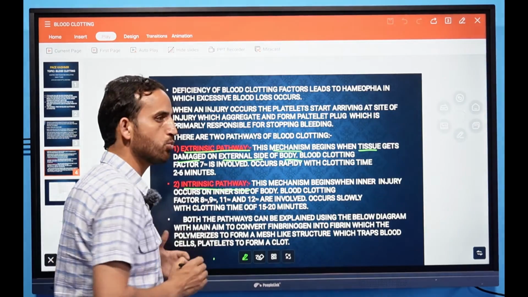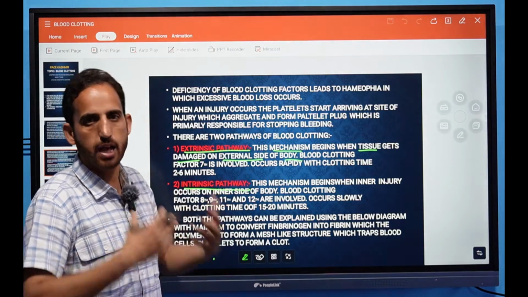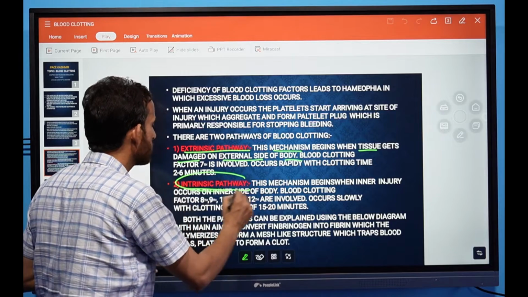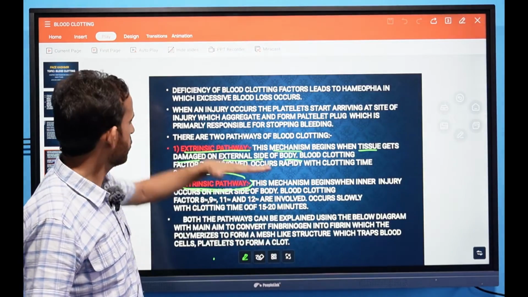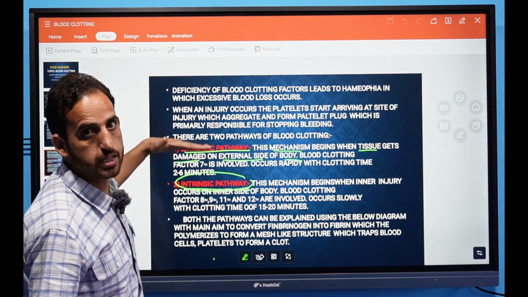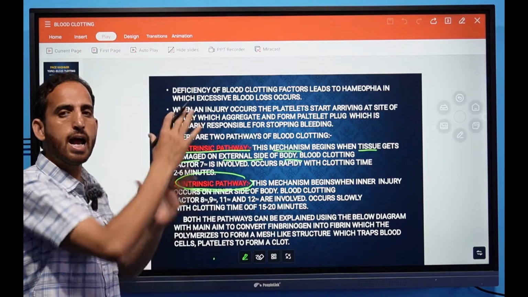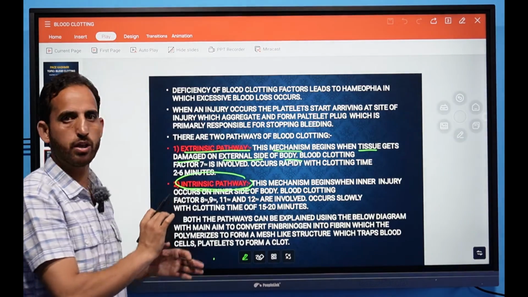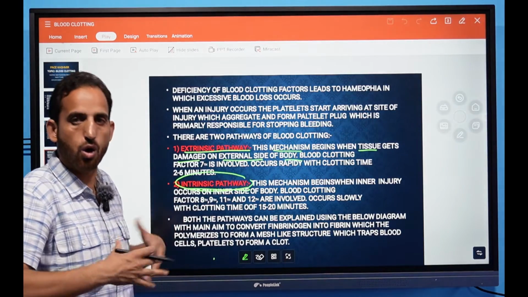And intrinsic means, for example, when an injury has occurred on the internal side of the body, at that time another pathway comes into action, called the intrinsic pathway. So extrinsic, as the name indicates, means if an injury occurs on the external side of the body, that pathway plays its role. Intrinsic pathway means when an injury has occurred on the internal organs of the body.